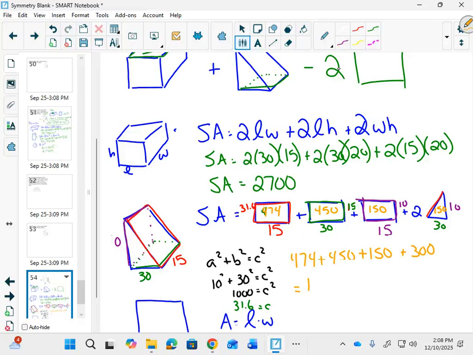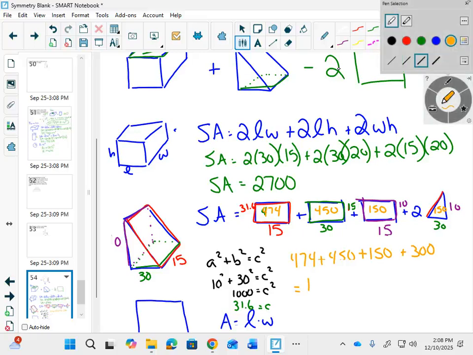What? You see what happened? Where'd my orange pen go? What the heck? If I click on that, there it is. I don't know. There we go. That's so weird.